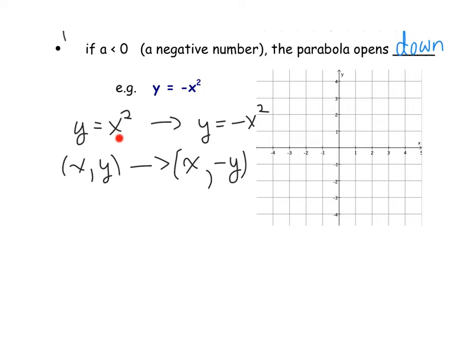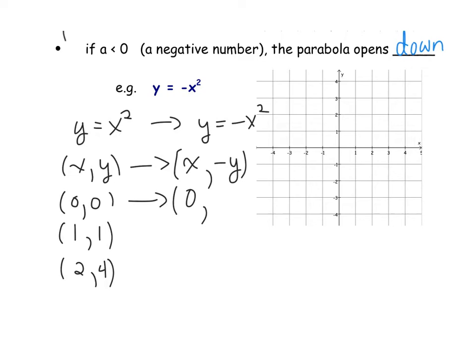So in my original function, I've got y equals x squared, and we can come up with a bunch of coordinates for that, which we know: 0, 0; 1, 1; 2, 4; and so on. And those are all going to be transformed. Of course, my x value is not changing according to this formula, and the negative value of negative 0 is still 0.